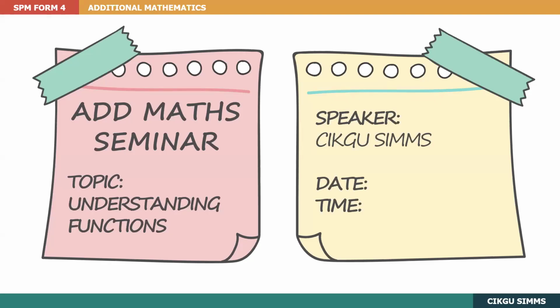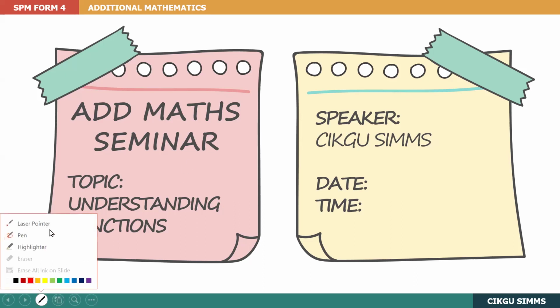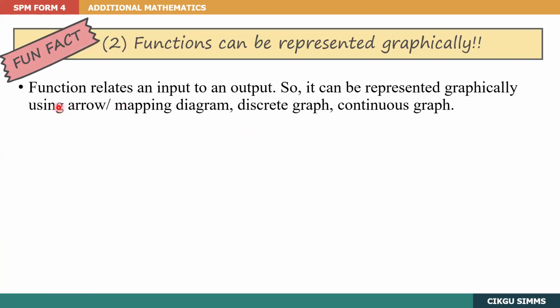Let's continue on the second fun fact of topic 1.1, functions. In the previous fun fact, it states that a function relates an input to an output. So when you put in an input, there's an output. Here is fun fact number 2: functions can be represented graphically. This means you can use diagrams or graphs to show your functions.